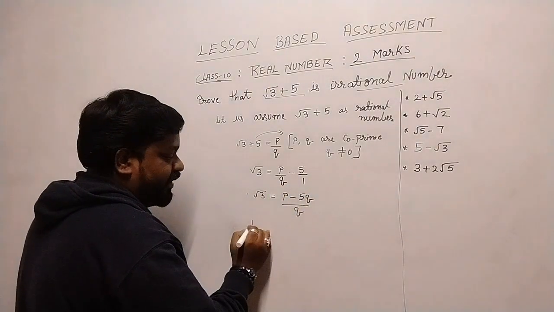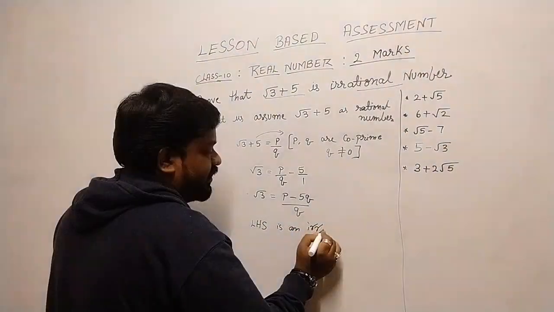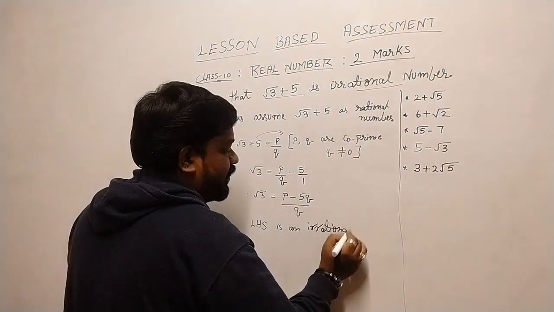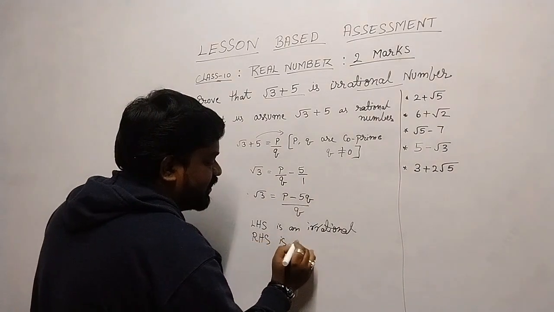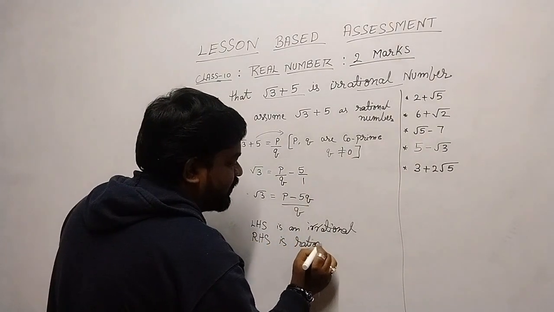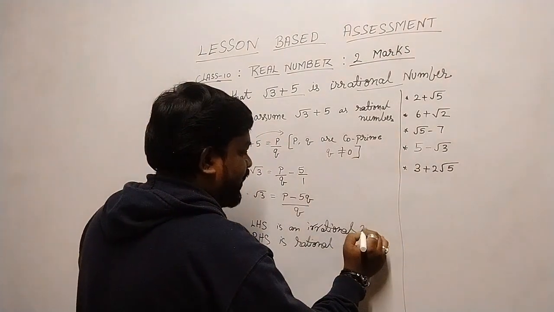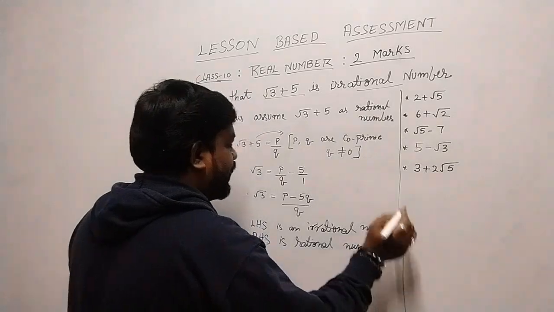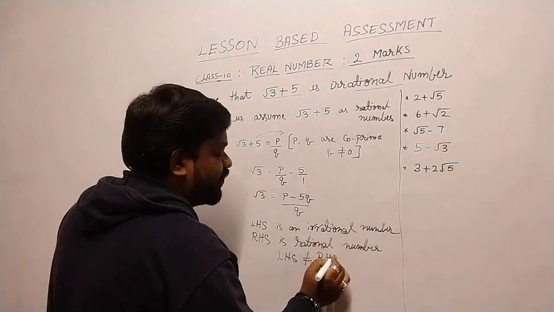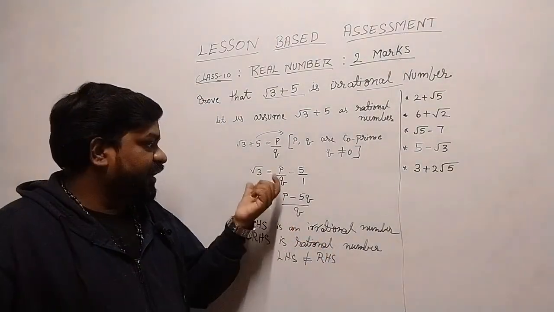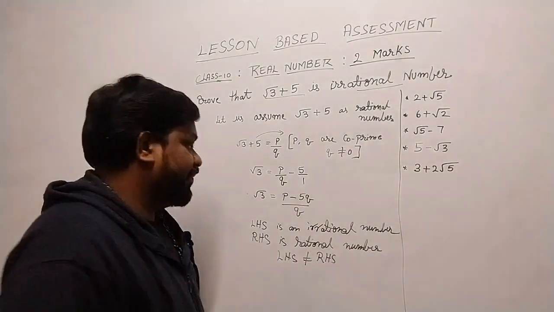Now you can observe here, LHS is an irrational number, whereas RHS is a rational number. We got RHS as a rational number and LHS as an irrational number. LHS is not equal to RHS. Since we have got one as irrational and one as rational number, both are not equal.